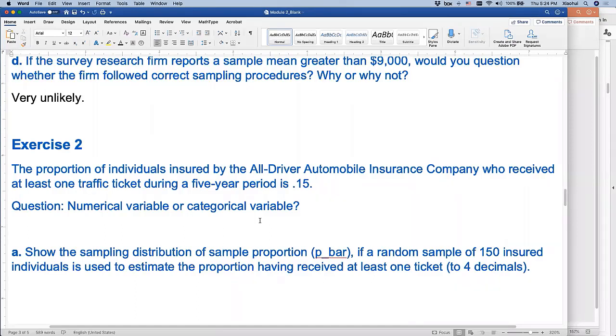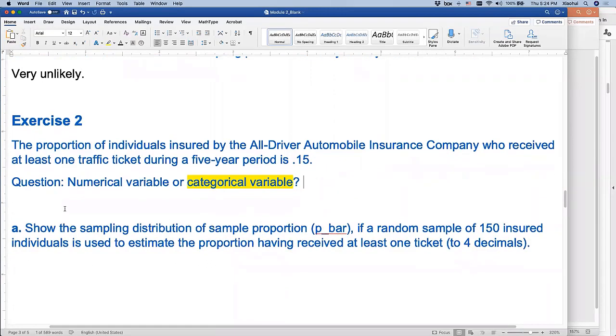Another hint that this is a proportion problem dealing with a categorical variable is that I see the word proportion, right? This is not always true. Whenever you see proportion, it doesn't mean this is categorical data. You do want to read carefully. Okay, so we know that this is a categorical variable.